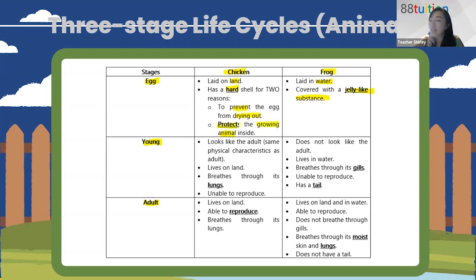Now the chicken, the young, looks like the adult, but for the frog, the young does not look like the adult. Lives on land, in water. The chicken breathes through lungs. Generally, birds breathe through lungs, but the young of a frog, which is a tadpole, breathes through its gills. Of course, when it's a young animal, it cannot reproduce, and it has a tail.